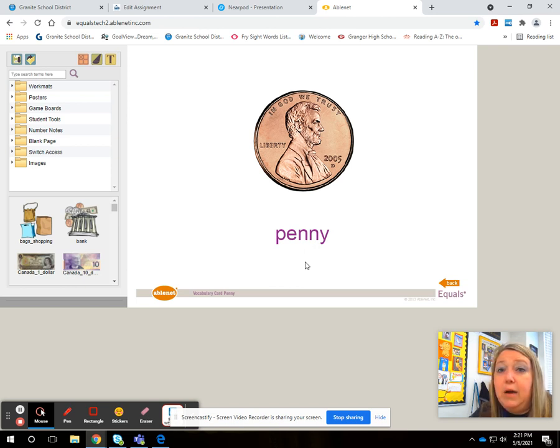It has Abraham Lincoln on it. We learned this last time. It's the only brown coin, so it's pretty easy to spot. The penny is the least amount. It is only worth 1 cent. When I write 1 cent, it looks like this.